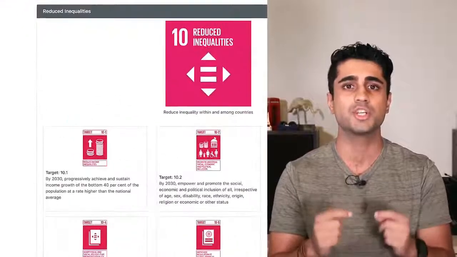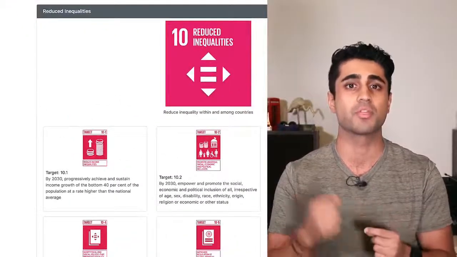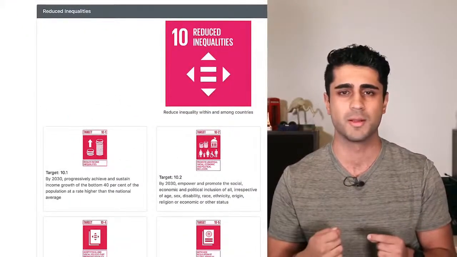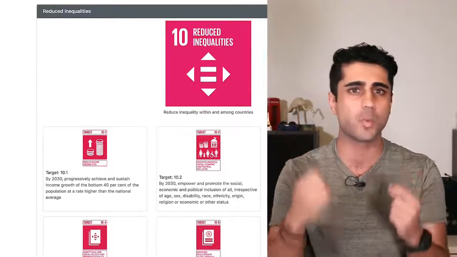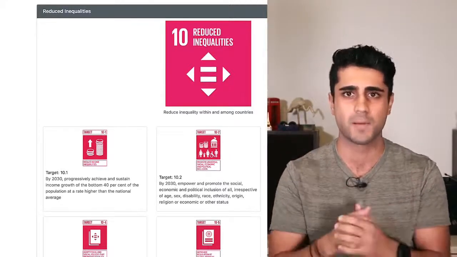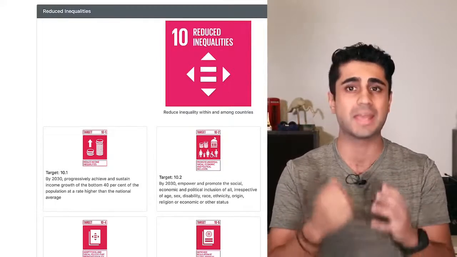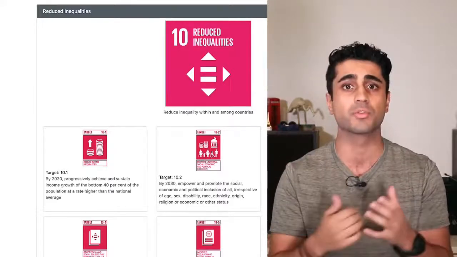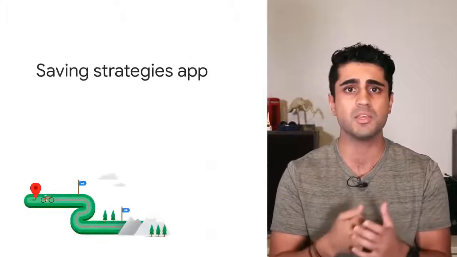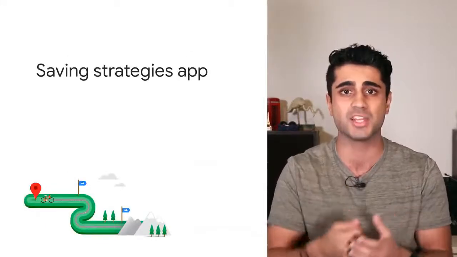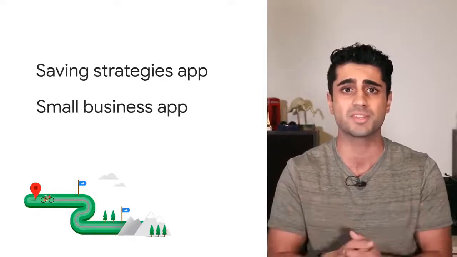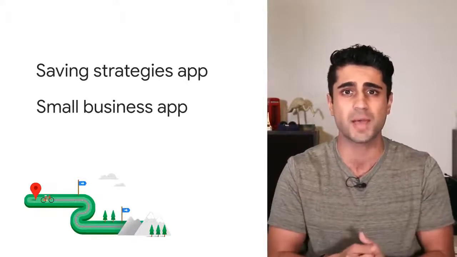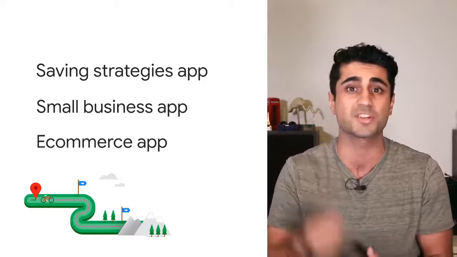Target 1, achieve and sustain income growth for the bottom 40% of the population at a rate higher than the national average. What a well-defined target. Okay, so now you can start brainstorming again on how you can achieve progress through technology here. Maybe you can build an app or a platform that educates people on financial and saving strategies. Or maybe you can help small businesses grow through education apps or e-commerce and marketing apps that are specific to your community.